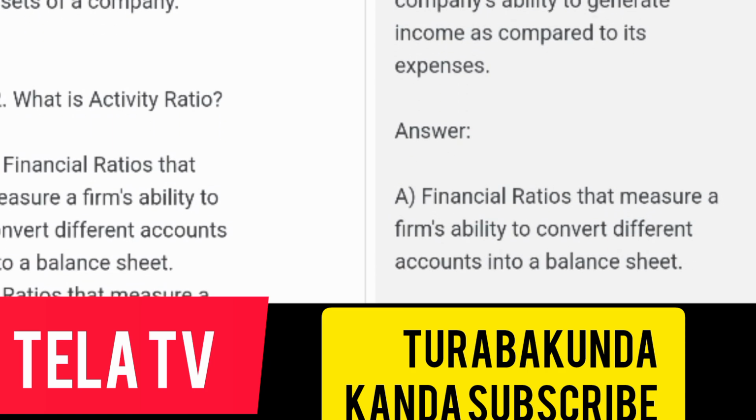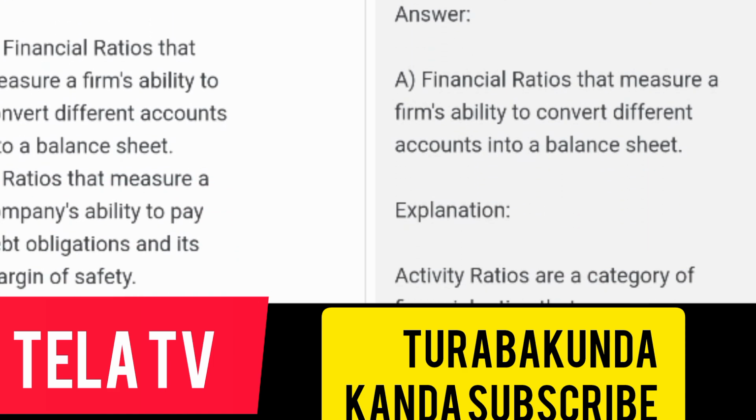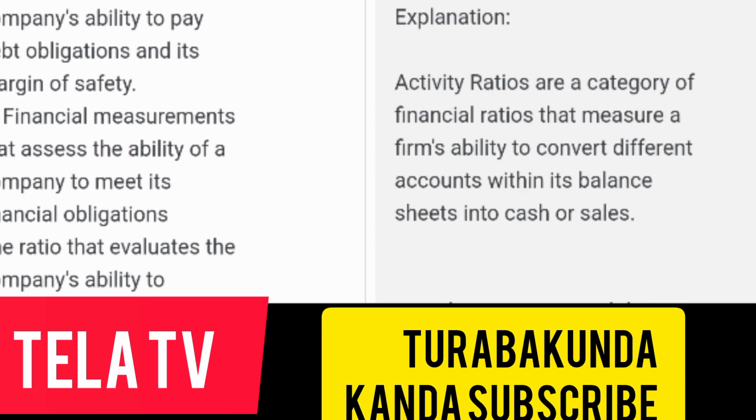Answer. A. Financial ratios that measure a firm's ability to convert different accounts into a balance sheet. Explanation. Activity ratios are a category of financial ratios that measure a firm's ability to convert different accounts within its balance sheets into cash or sales.